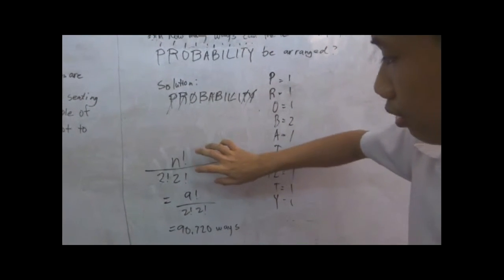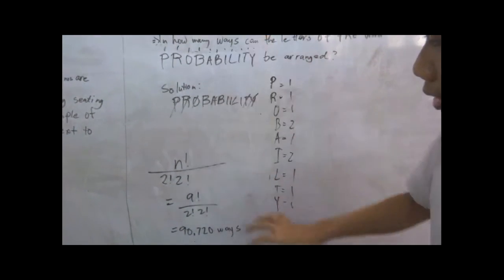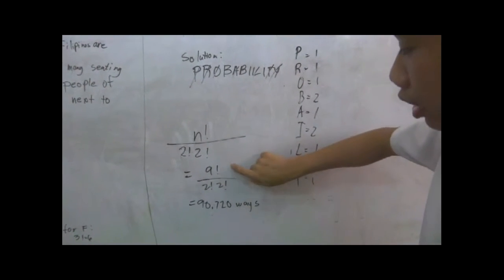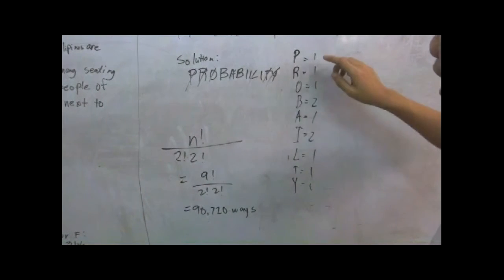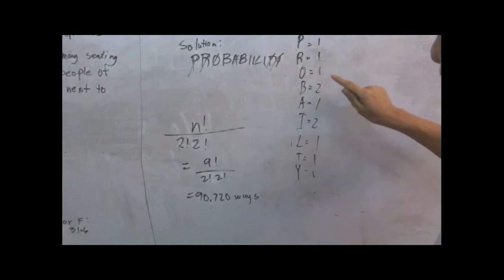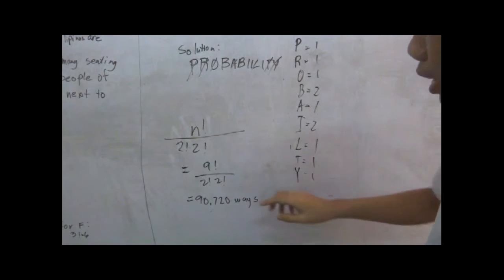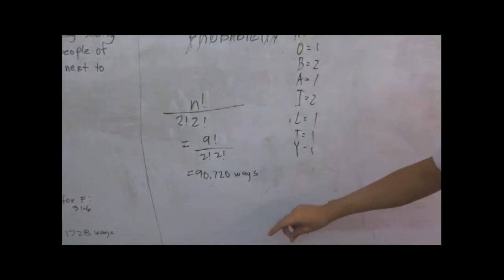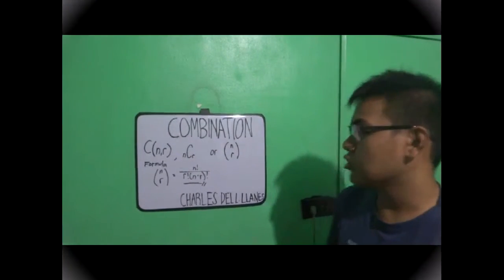So, from the formula, substitute the given numbers. n factorial, 9 factorial, the total letters of probability, all over 2 factorial because of the 2 letters that are repeating, and there are 90,720 ways.